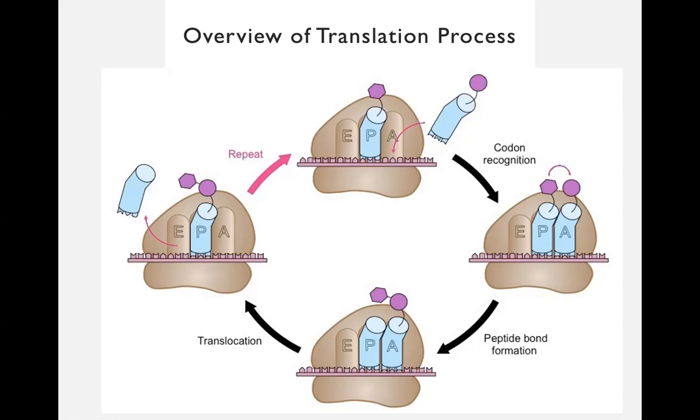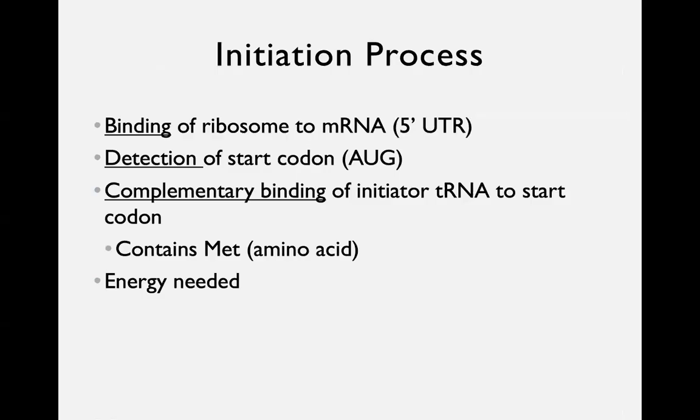Okay, so now the word version, the bullet pointed version. The initiation process. So we'll do initiation, elongation, termination. So the ribosome and the mRNA come together. Binding of the ribosome to mRNA. And that start codon is detected. So AUG, remember that's the start codon. So AUG is found on that mRNA, and that's where the translation process will begin.